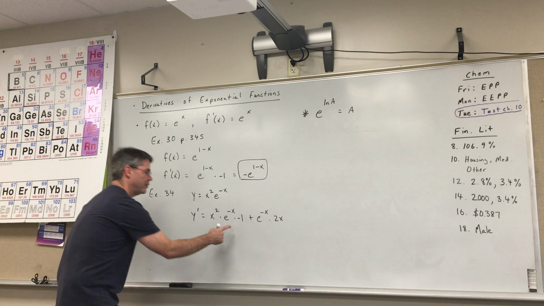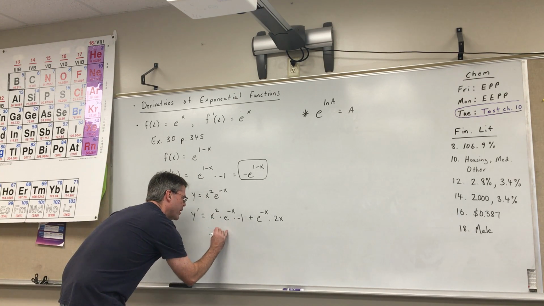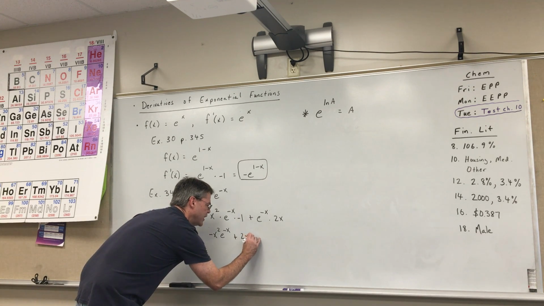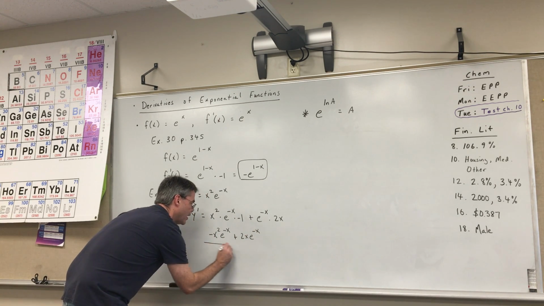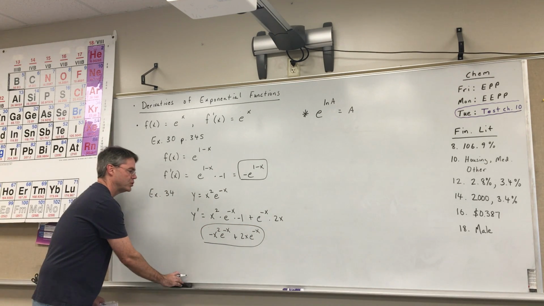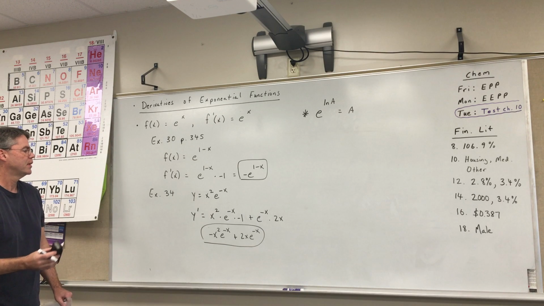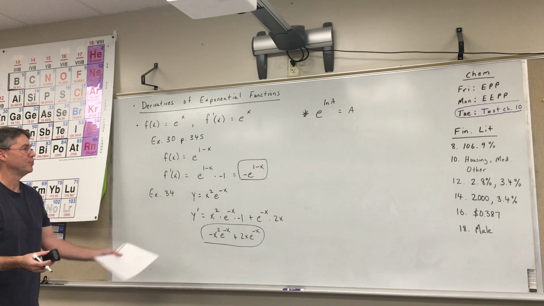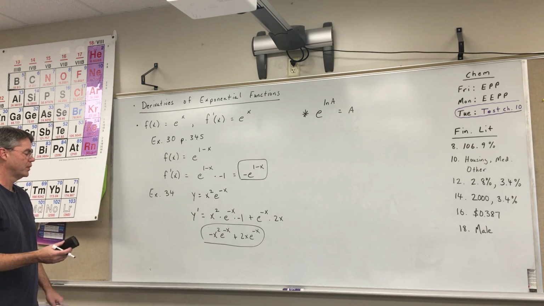We'll clean that up. That'd be negative x squared e to the minus x plus 2x e to the minus x. I am fine with you leaving it like that. The book might factor out an x and an e to the minus x, but that's just as simple. So I'm perfectly fine with you leaving it that way.